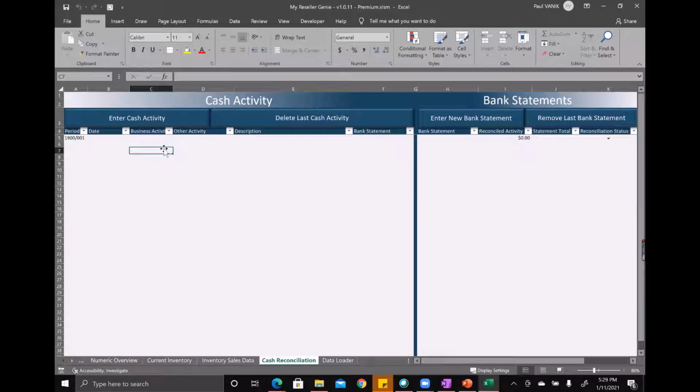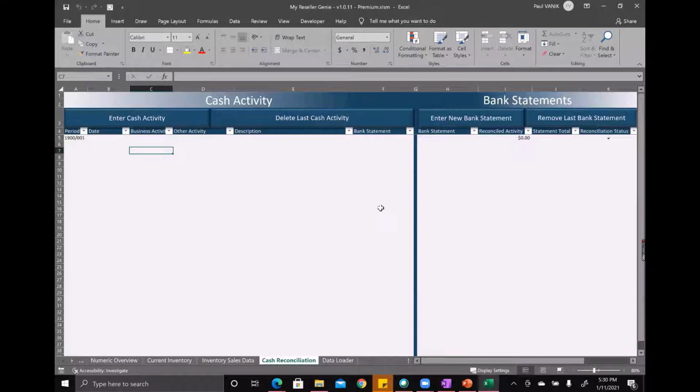The difference for My Reseller Genie from a traditional accounting system is that we have two columns here: business activity and other activity. That's assuming maybe you use your bank account for both your business and your personal life. Business activity is when money goes into or out of your bank account related to the business. If you buy inventory, that would be entered as business activity. If you get paid from Poshmark, that would be business activity. If you pay your personal mortgage, that would go into other activity because that's not related to, and doesn't affect, your business cash.